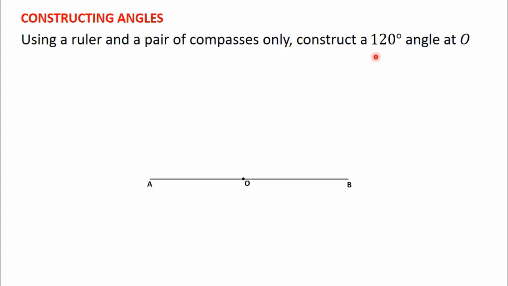So in order to construct the 120 degrees angle at O, the first thing we have to do is to construct a semicircle using O as the center. So you put the needle of the compass on point O, then you adjust the compass to a reasonable radius, you turn it and construct the semicircle. So we have the semicircle here. Now, after doing this, we have to divide the semicircle into 3 equal parts. In order to do that, you are going to use the same radius of the compass that you used to construct the semicircle. So after drawing the semicircle, you don't open the compass and you don't close it.